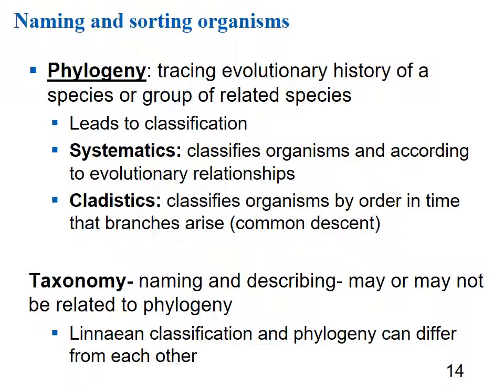So biologists and scientists always like to name and sort things. Phylogeny and taxonomy are a little bit different. Taxonomy is really naming and classifying, and then phylogeny is trying to trace an evolutionary history of a species or a group of related species. So sometimes the naming and describing doesn't necessarily line up with tracing the evolutionary history. So the name classification and phylogeny can sometimes differ from one another.